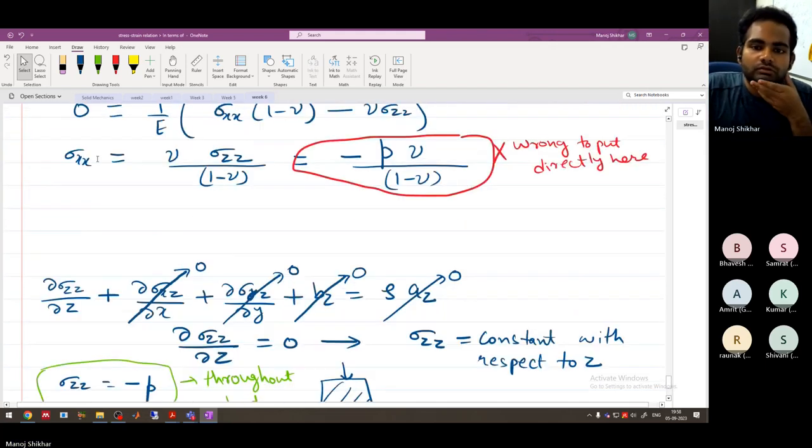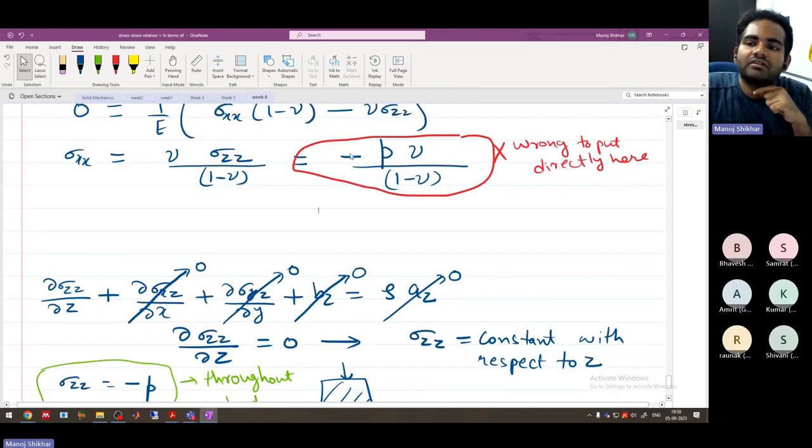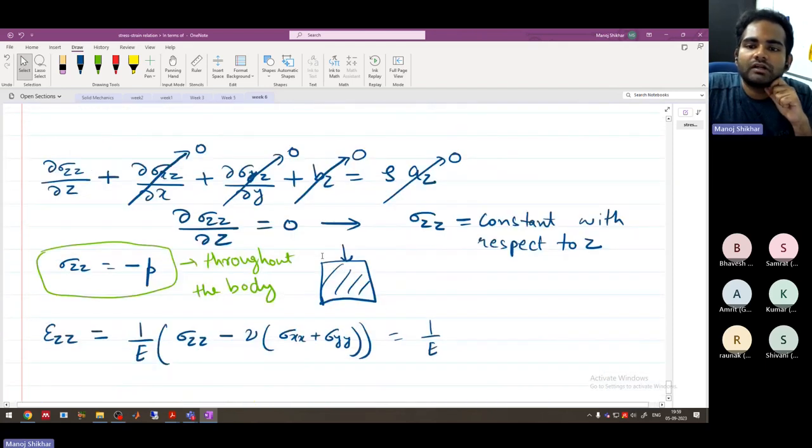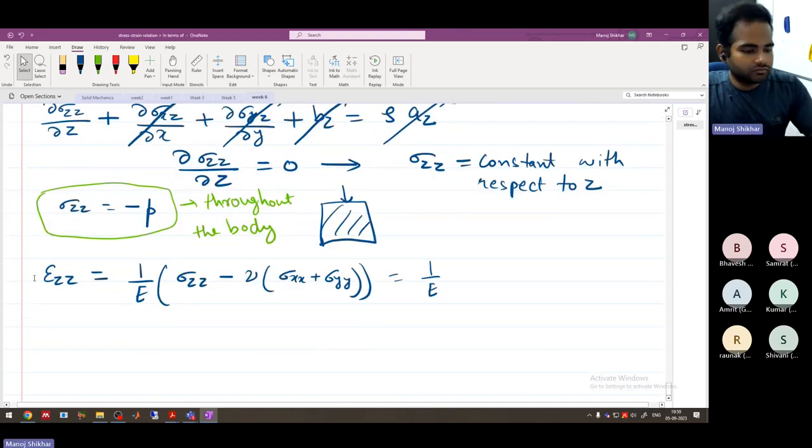So here it was wrong to put it, but in this case, what happened is that sigma zz was constant throughout the rubber body. That's why our answer matched. Otherwise, this would have been wrong. This would have been a blunder. Okay. So I hope you have learned from this. Anyways, so let's move on to the third part.